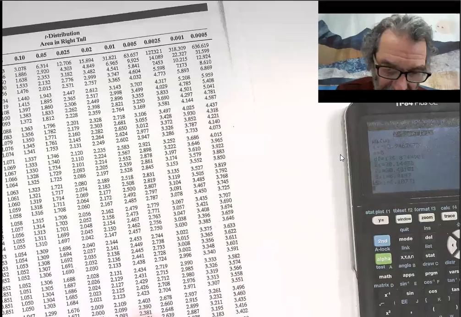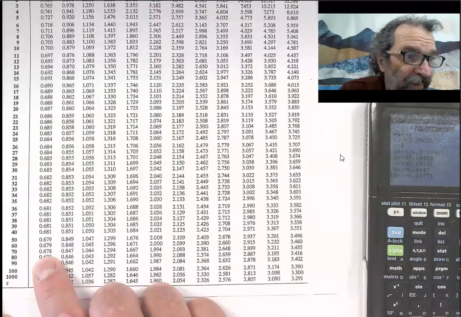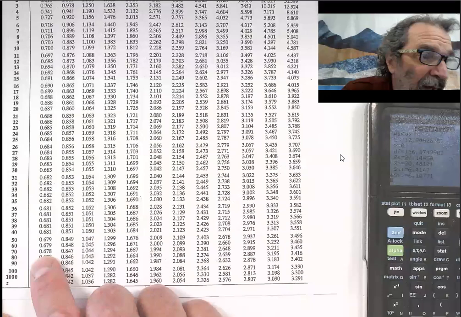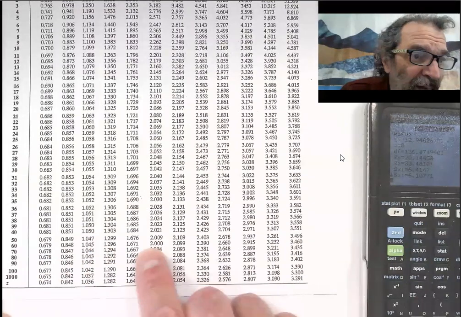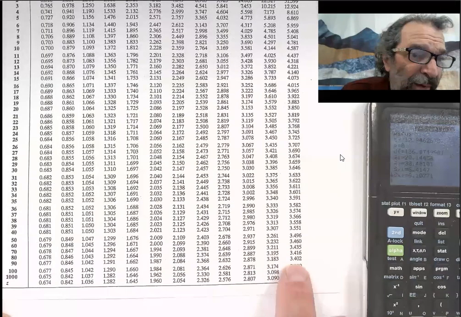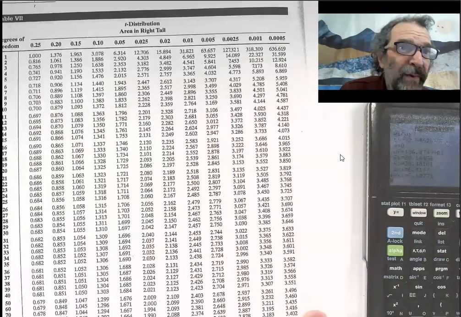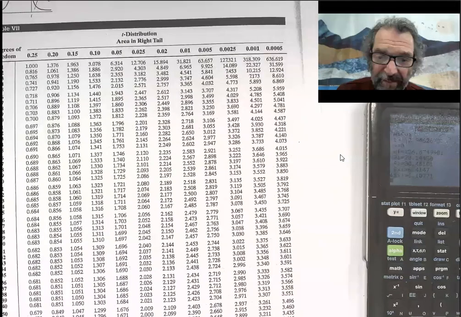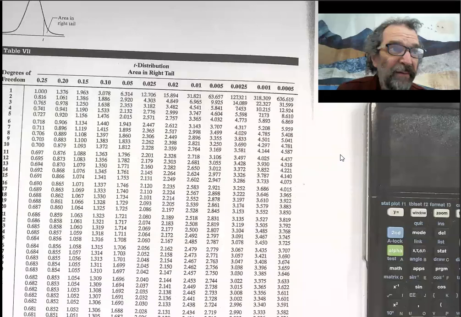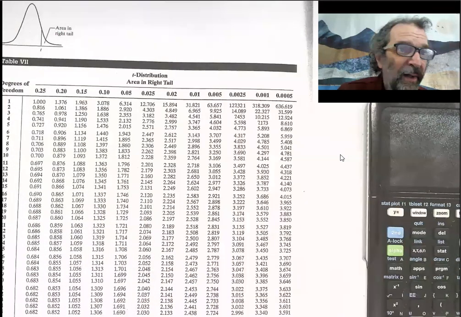Say 70. There's 70. I'm looking for 12. You're not going to find it. You see this? These keep getting bigger. You'd have to go over a couple miles to get to 12. And the same thing with 100. The smallest tail probability they have is 3 zeros and a 5. The actual p-value would be formed by taking a t way out here, a lot smaller than 3 zeros and a 5.